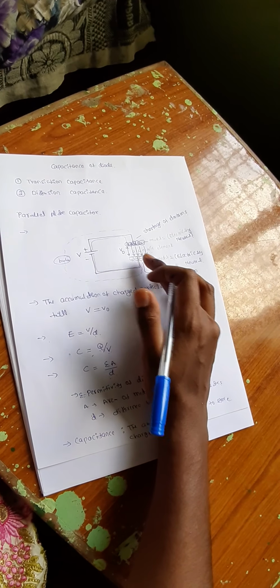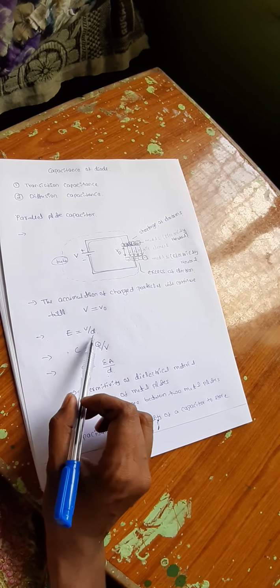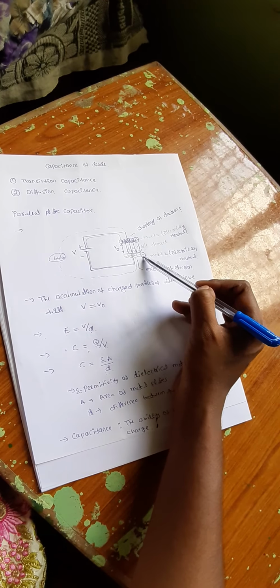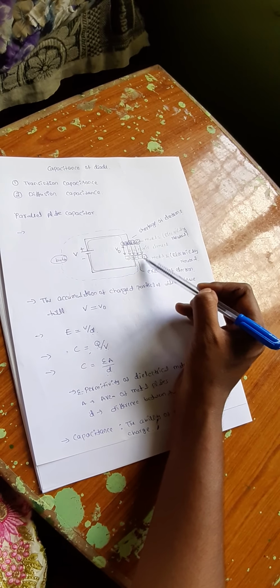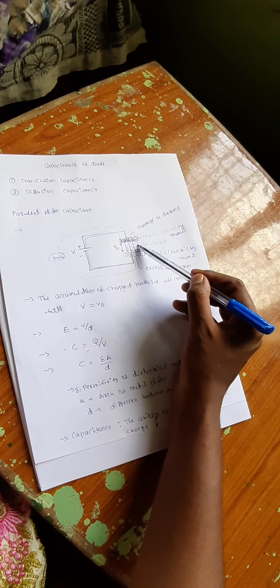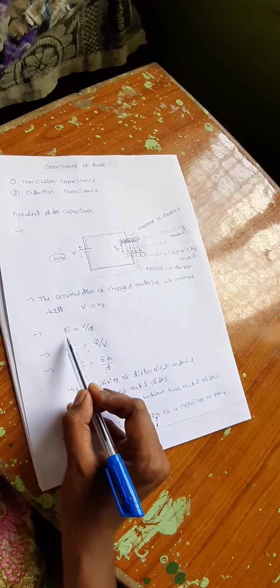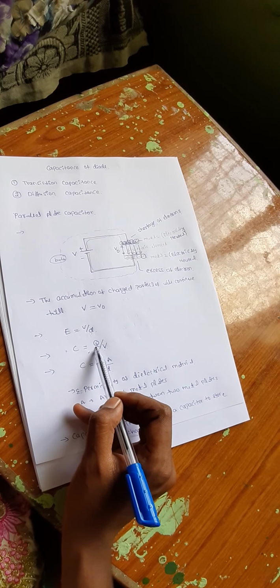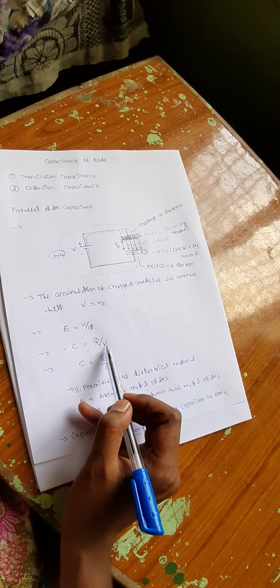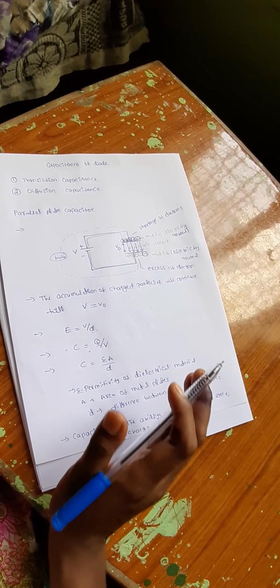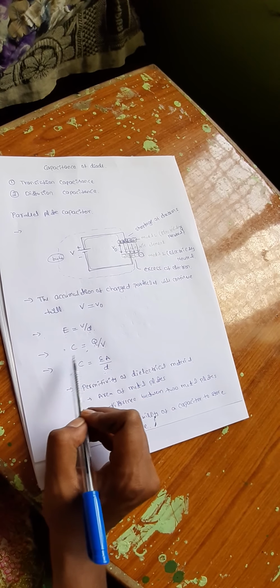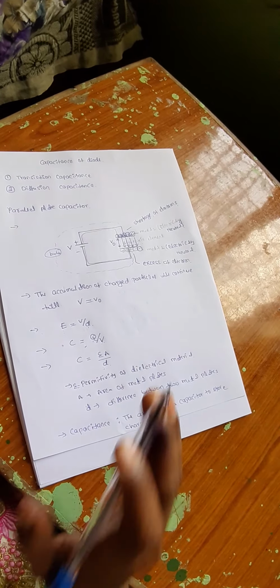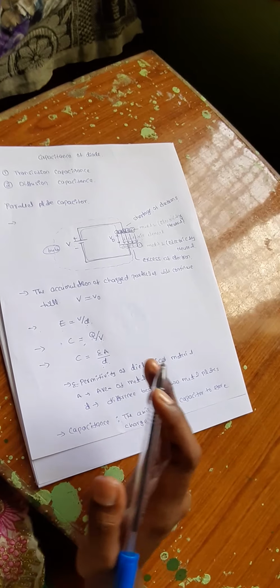We know that the formula for electric field is V by D. Here D is the distance between these two metal plates. As the distance decreases, the electric field gets stronger. The charge that is stored per unit of voltage is known as capacitance. So the capacitance will be affected by three factors.